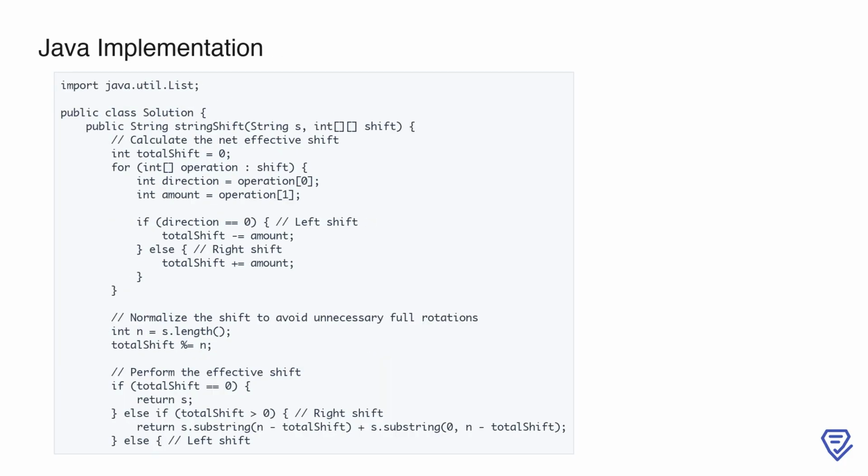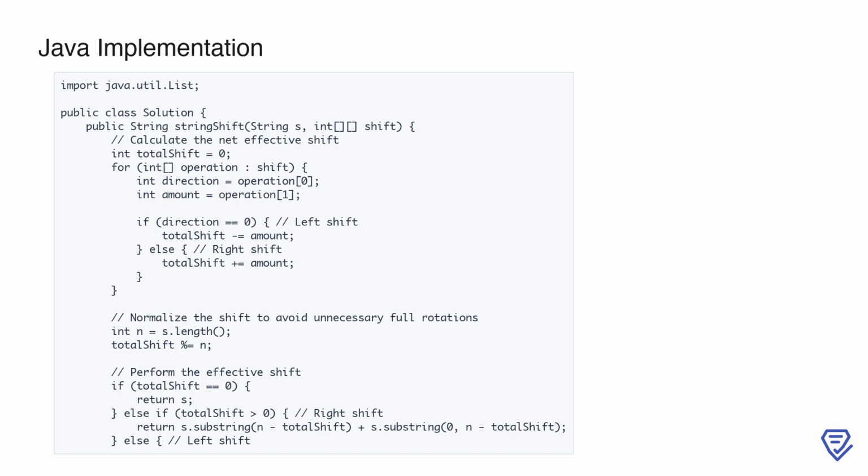Here, we start by defining a Java function called stringShift, which takes in a string s and a 2D array shift. The goal of this function is to apply a series of left and right shifts to the string based on the operations specified in the shift array. First, we initialize totalShift to 0, which will help us calculate the net effective shift after processing all the operations. Next, we iterate over each operation in the shift array.